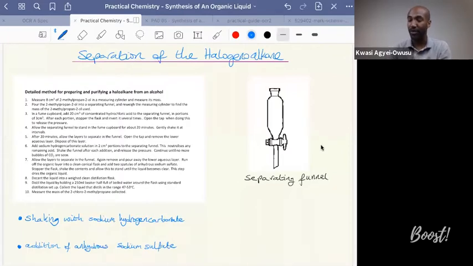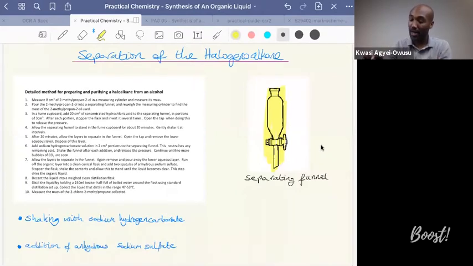The separating funnel, you can see a diagram of it here. I'm going to very quickly highlight it. There's your separating funnel, and it's a very simple piece of apparatus. It's essentially a piece of glassware with a tap attached to it, which allows you to drain liquids out of the bottom of your separating funnel.